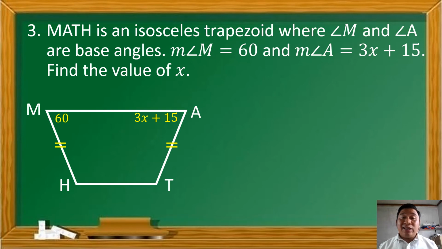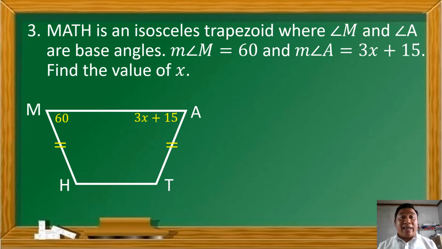Alright? So, since this is an isosceles trapezoid, ano ba ang relationship ni angle M at ni angle A? Kailangan alam natin na isosceles trapezoid ito, tapos ang binigay lang na information sa atin ay measure ni angle M at measure ni angle A. So, ano ba yung relationship ng dalawang angle na yan? That angle M and angle A are, okay, base angles of an isosceles trapezoid.